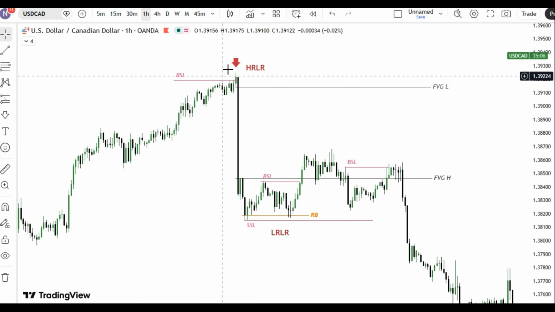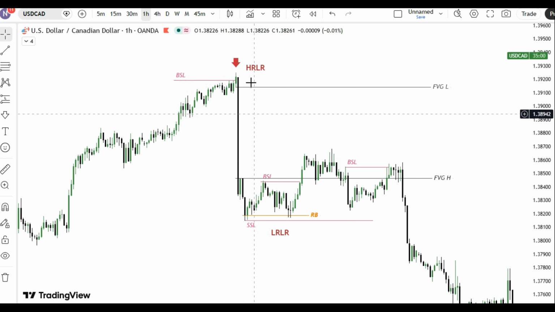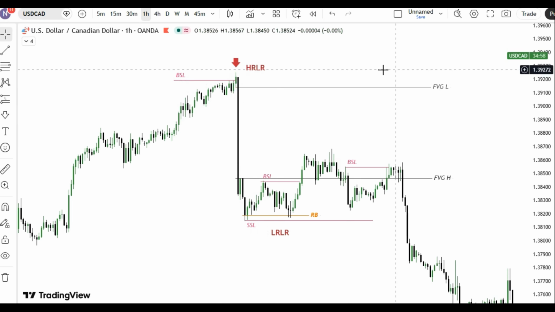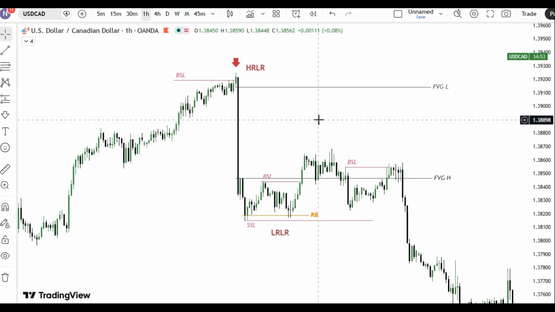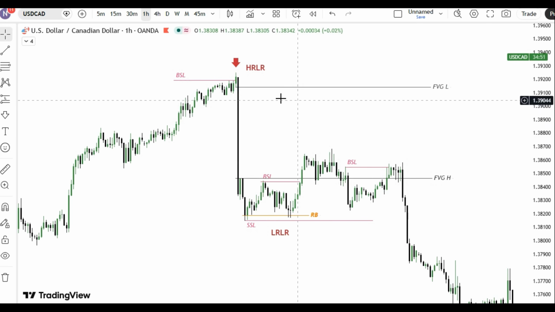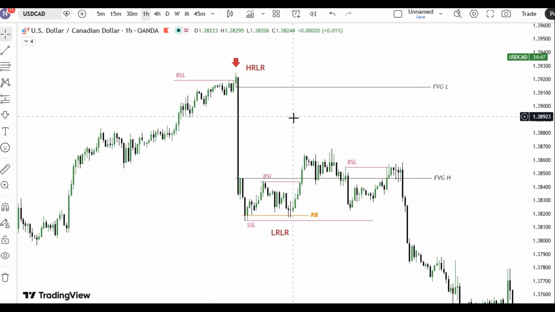Now, what does a high resistance liquidity run actually mean for us? It means when the price moves like this and has already taken out the liquidity it needed, we do not expect the price to come back and break that high on a retracement. Why? Because it already purged the liquidity required for the move, and our overall bias was already bearish.